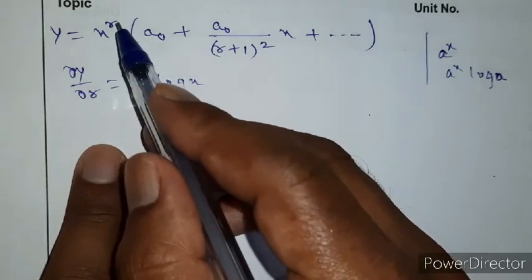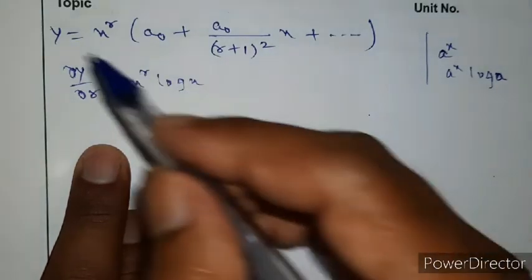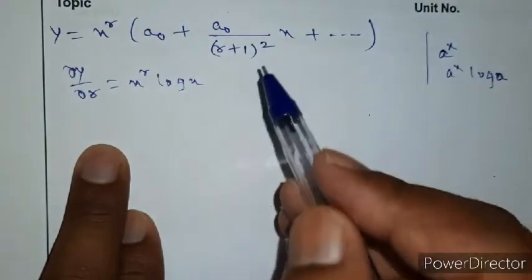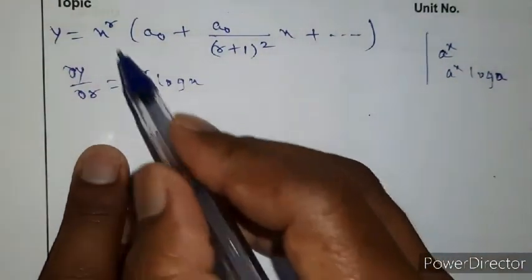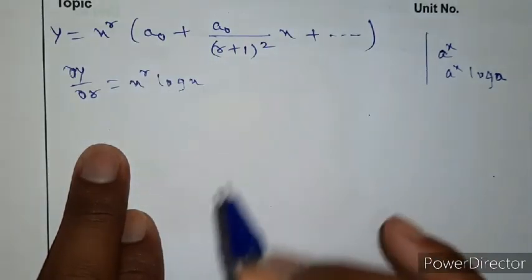What is the derivative of x raised to r? The second term we will keep as it is, and then plus again we will keep x raised to r as it is and take the derivative of the second term. Now here, the derivative of x raised to r is x raised to r into log x. Okay, I will tell you.